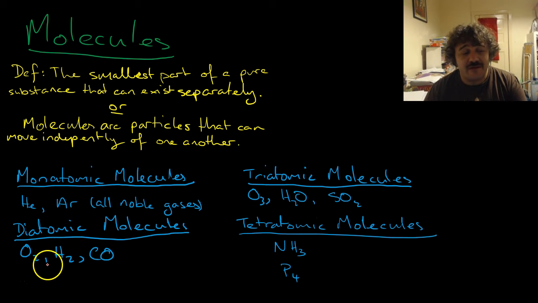Diatomic molecules are oxygen, hydrogen as a gas, carbon dioxide, see? Pure substance, not an element. These guys are all elements. Triatomic molecules: ozone, water, sulfur dioxide. Then you've got your tetratomic molecules, that's how that word should be said: ammonia and phosphorus, just phosphorus on its own, P4. That's cool.